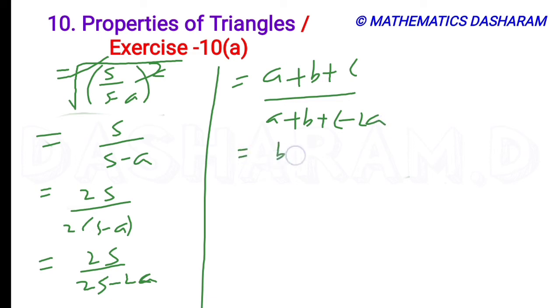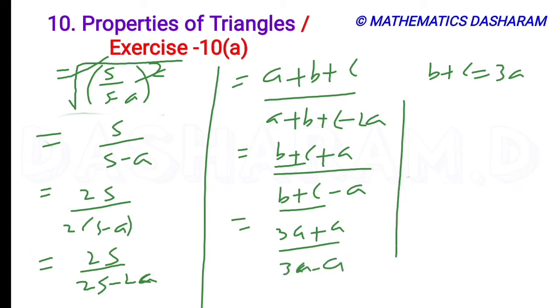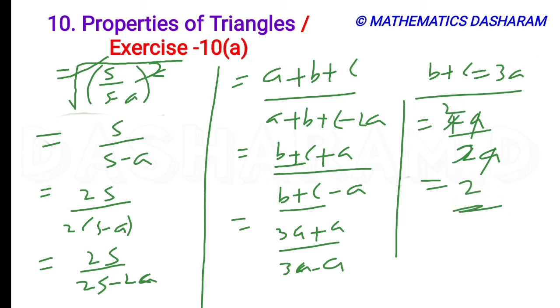So b plus c plus a, I am writing because in the question he gave the b plus c value, that is why b plus c plus a. Next here also b plus c, a minus 2a is minus a. Now substitute the b plus c value, that is 3a. So 3a plus a divided by 3a minus a. So 3a plus a is 4a, 3a minus a is 2a. So a cancels, 2 ones are 2, 2 twos are 2. So the answer is 2.